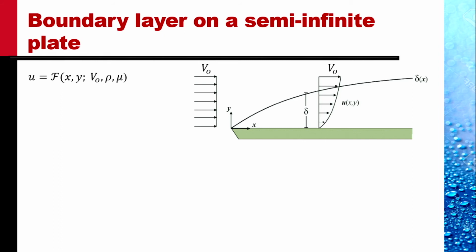Clearly, there is no characteristic length in the problem. There is no characteristic time in the problem. So, there is a definite possibility that a self-similar solution may exist. Functionally, the velocity u over the plate is a function of the two independent variables x and y, and of the parameters V naught, the upstream velocity, rho, the density of the fluid, and mu, the viscosity.